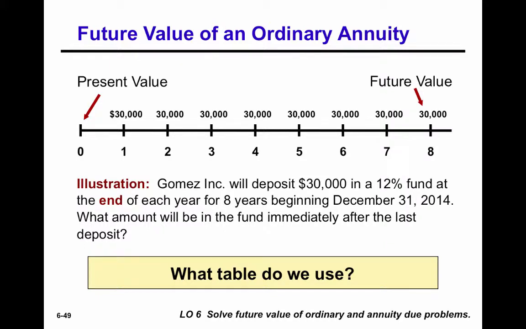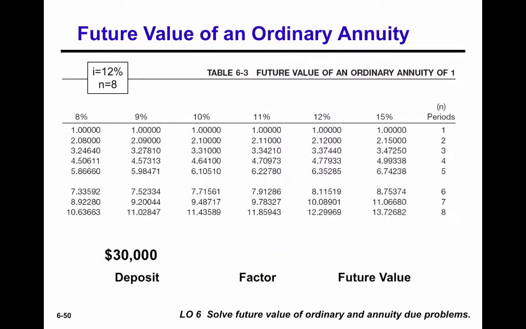Here's another type of problem, just to give you an example. This again is at 12%, $30,000 deposited at the end of each year for 8 years. What amount will be there after the last deposit? Here again, the table, we're at 12%, we're at 8 years, and the factor is that, and so the future value of that $30,000 annual payment, remember this is an annuity, is some $368,991.